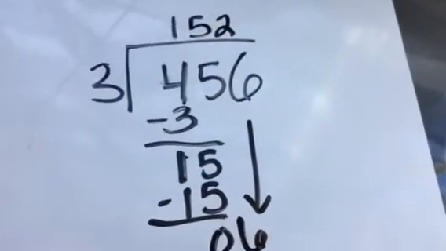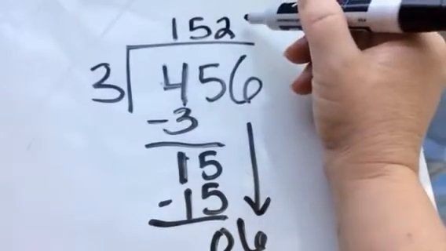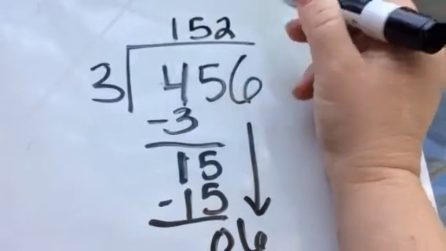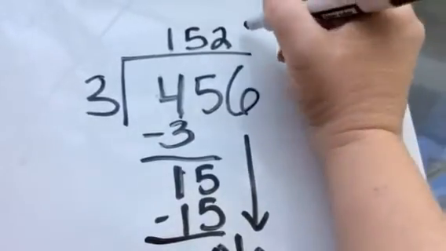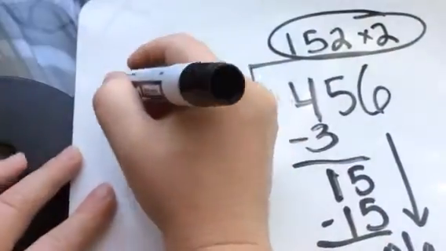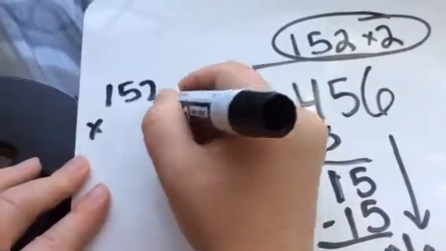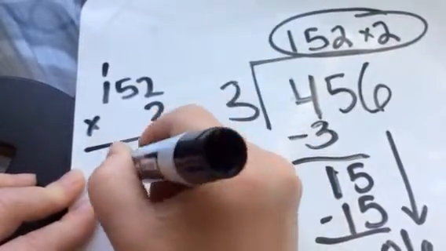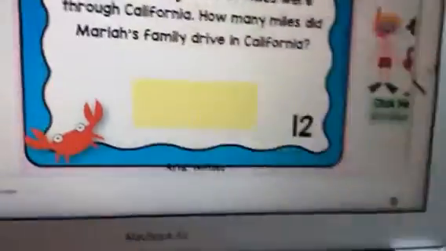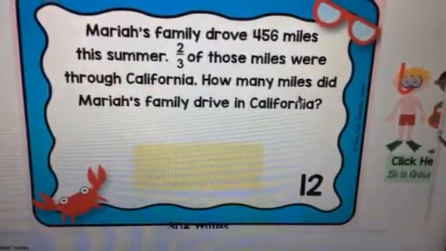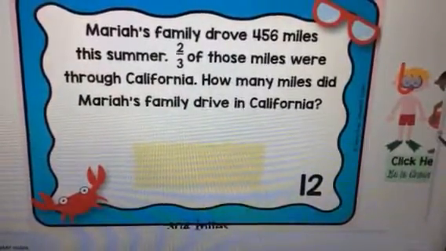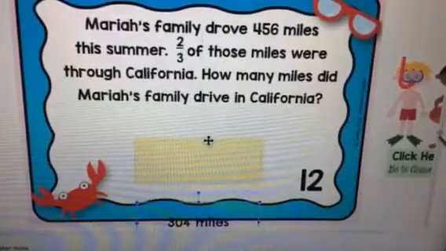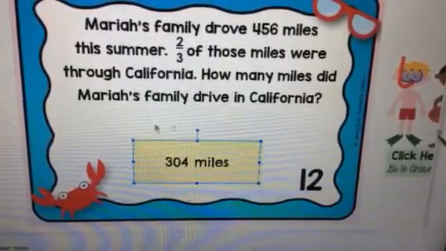Now, if it were asking us for 1/3 of 456, that would be the answer. But it's 2/3 of 456. We have to multiply this by 2. Now, I can do it in my head, but we get 304. So this summer, Mariah's family drove 304 miles in California.